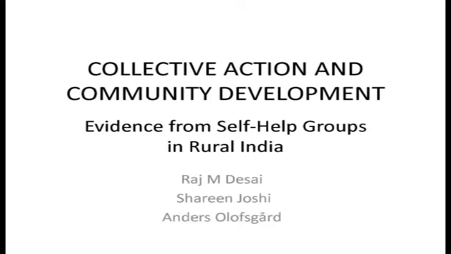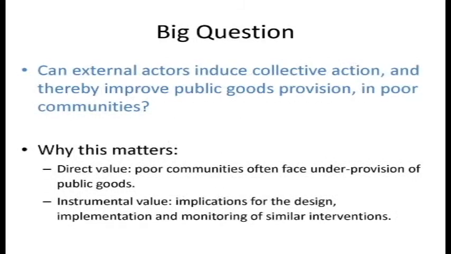So we're going to talk specifically about self-help groups in a pretty specific setting. But one can think of the big and general question in this case as the extent to which external actors can induce collective action and thereby improve public good provision in poor communities. And why should we care about this? Well, we know from the literature that poor communities generally tend to have poor provision of public goods, so it's interesting in itself. There's a direct value of learning more about this.